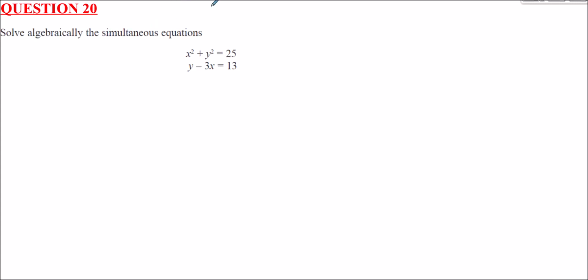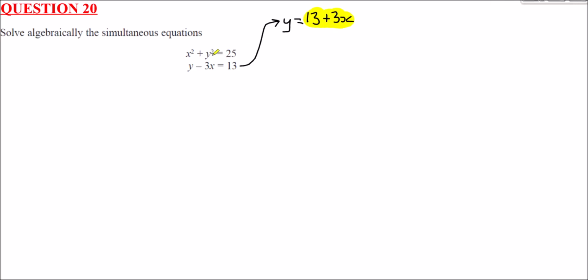For these equations, what you need to do is, with a linear one, get y in terms of x or x in terms of y, and then substitute it into the other one, which is non-linear. So here, if I add 3x's to both sides, I can see that y equals 13 plus 3x. And so what we do now is we use this expression for y and pop it in to the other equation.